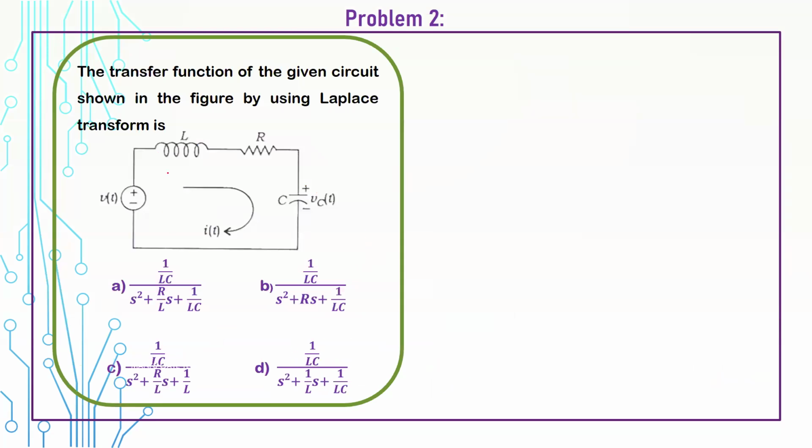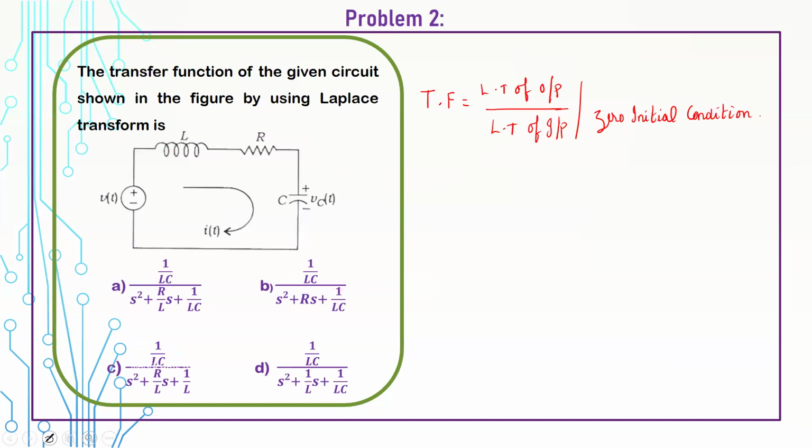So this is the problem to find out the transfer function of the given circuit. For the given RLC circuit, we need to find the transfer function. So first, what do you mean by transfer function? Transfer function of any system is equal to the Laplace transform of output to the Laplace transform of input. It is the ratio of Laplace transform of output to the Laplace transform of input with 0 initial conditions. So this is the definition for transfer function.